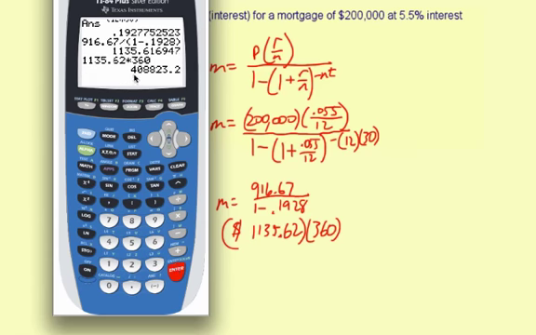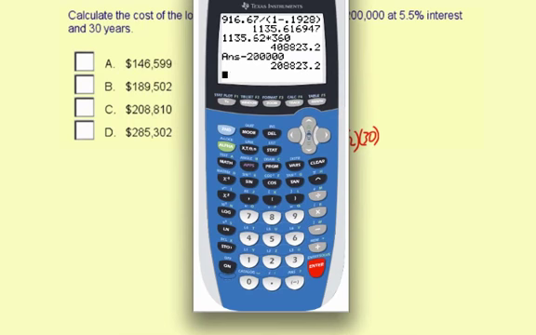That's a big number, $408,823. Now to find how much of that is interest, subtract the $200,000. $208,823. And once again, there's usually a little round-off error with these, so you want to pick the closest answer. So we're going to pick C.